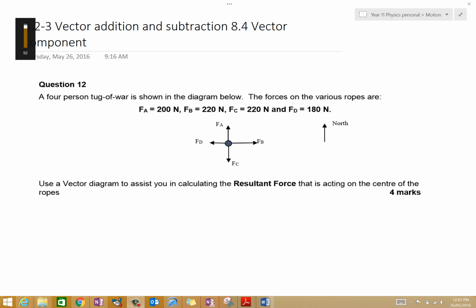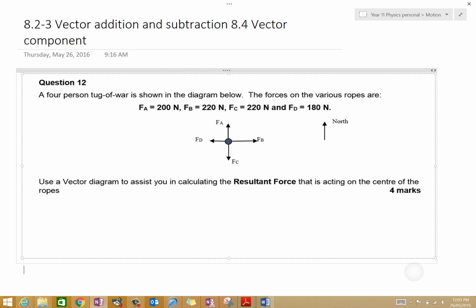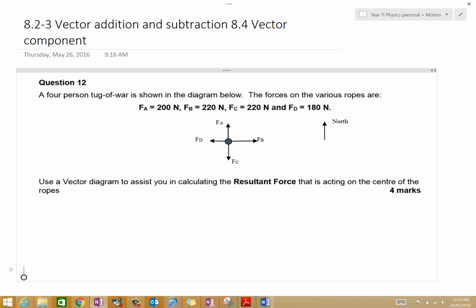All right, so in this short video, we're going to go through and show you how to resolve vectors. Now, it's really important that if you know your trigonometry, you should be fine with this stuff. I've got a tug-of-war question here, if you like.